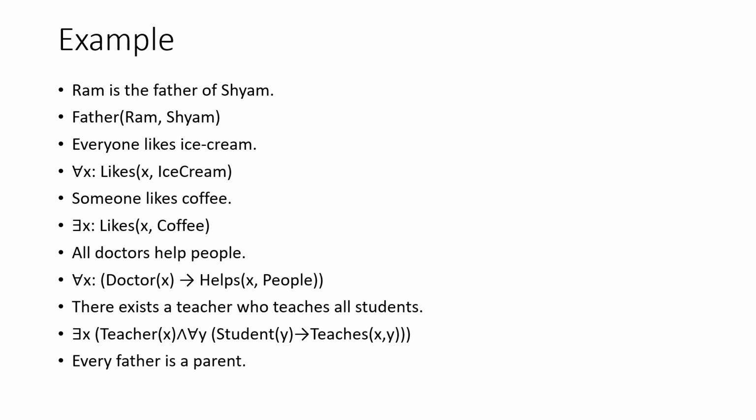Every father is a parent. For every, we represent it using the universal quantifier. For all x, father of x comma y. So x is the father of y. That means he is the parent of y. So parent x comma y. Then another example we will discuss.